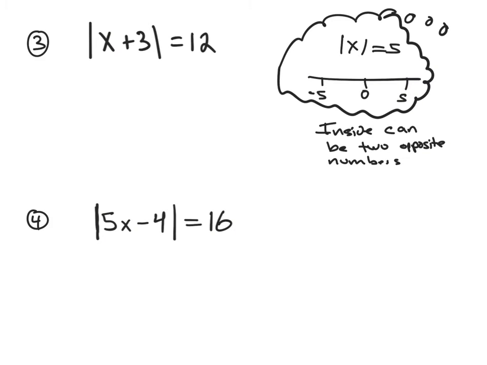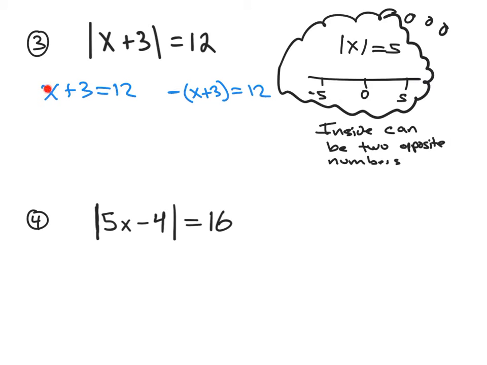So the way we're going to solve these when it has something more than just x in the middle, any absolute value equation, we're going to solve it like this. The inside can be two opposites. So I write my first equation as just x plus 3 equals 12. That's the first, the regular, the positive version. But then I need the opposite of that. Well, opposite means negative. So I go negative parenthesis x plus 3 equals 12.